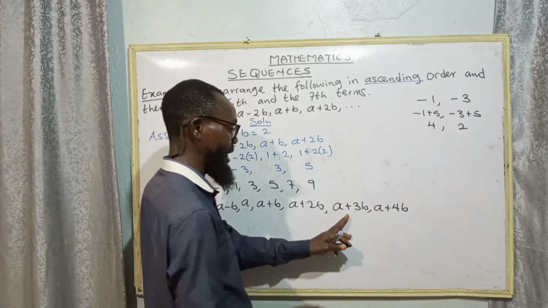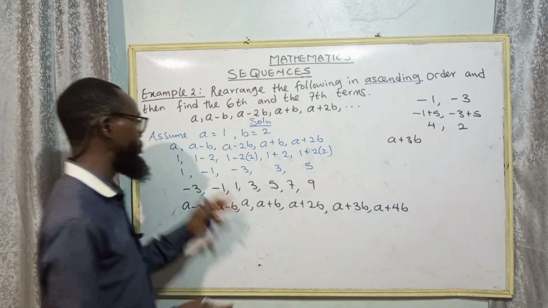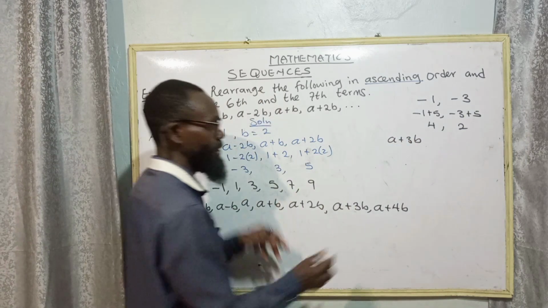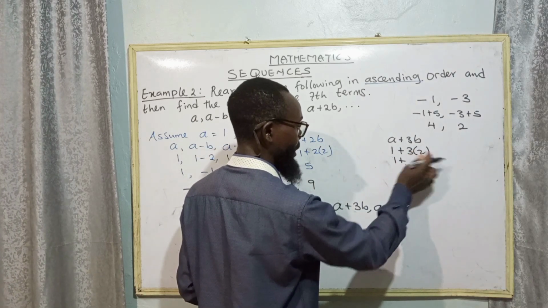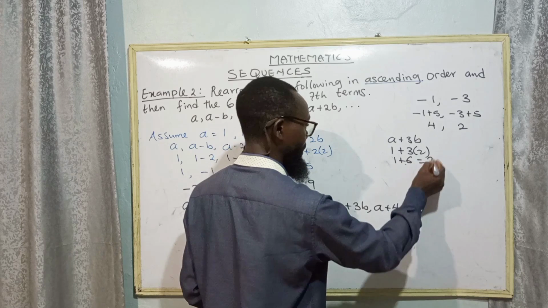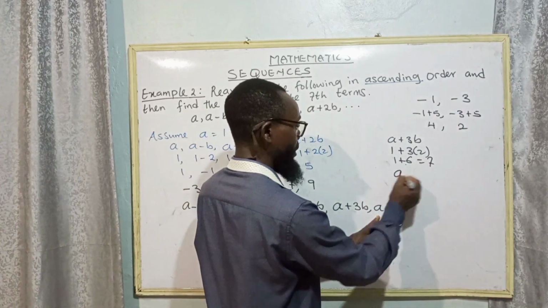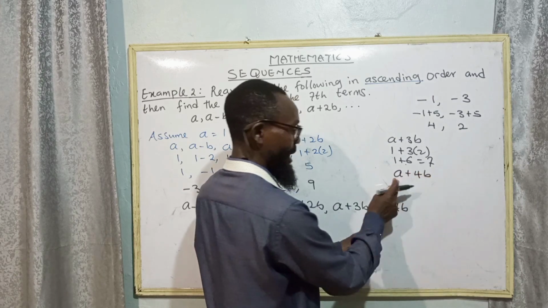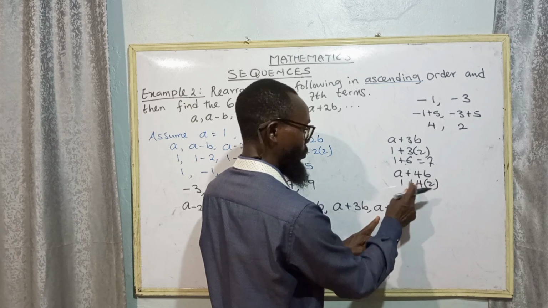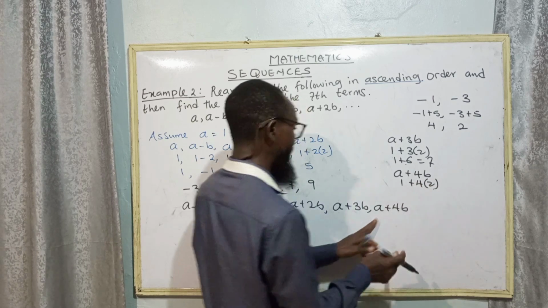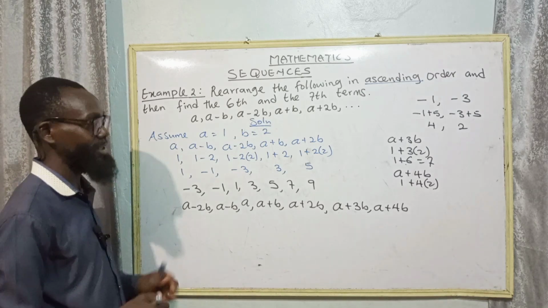Okay, let us test. We have A plus 3B. My A is assumed here to be 1, while my B is 2. 1 plus 3 bracket 2. So 1 plus 3 times 2, we have 6. 1 plus 6 we have 7. So I have 7 here. Likewise, the last one, A plus 4B. My A is 1 plus 4 times my B, which is 2. So 4 times 2 we have 8. 8 plus 1 we have 9. So this is how to go about this.